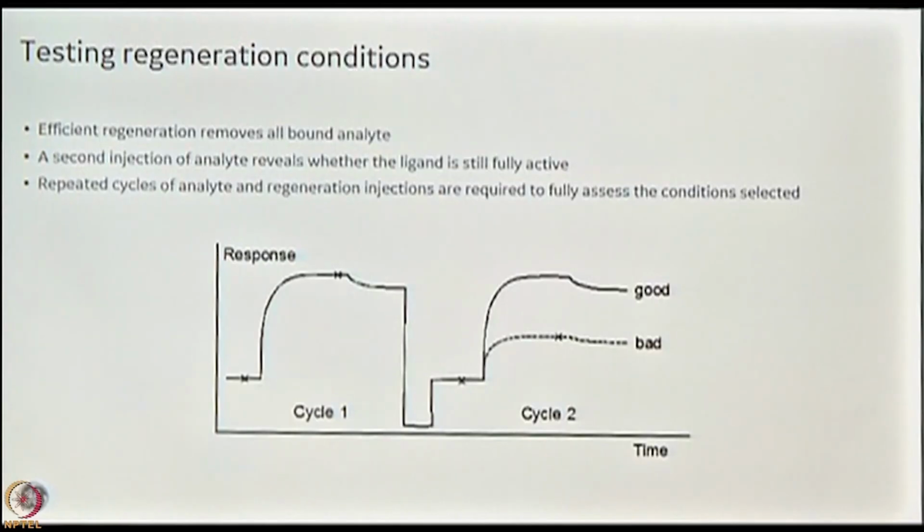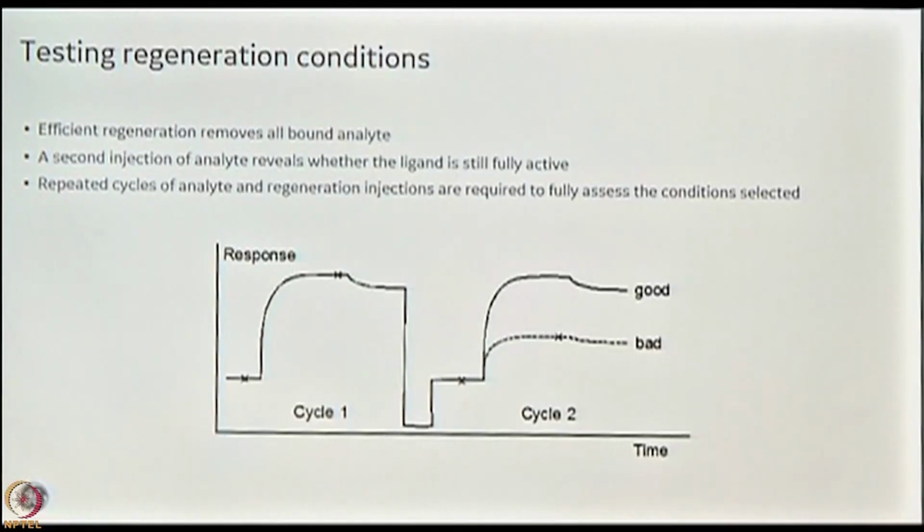So you may have taken, say, 50 millimolar glycine pH 2.5, and you have done a regeneration. You run the first cycle, you get your curve, and you do a regeneration with your desired regeneration condition. Then you run exactly the same cycle again the second time. If your regeneration cycle is good, then you are supposed to get the same response unit, because you are using the same concentration of analyte. If it goes down, then it is not optimal.